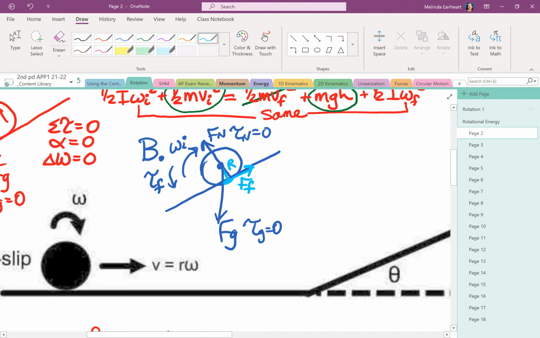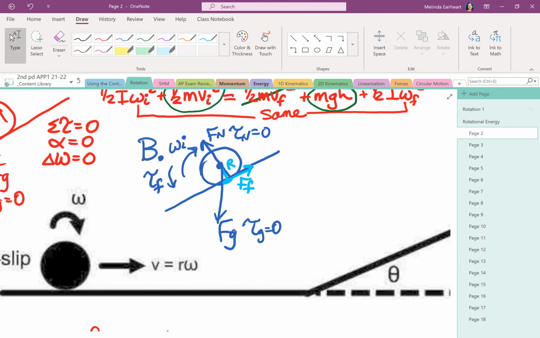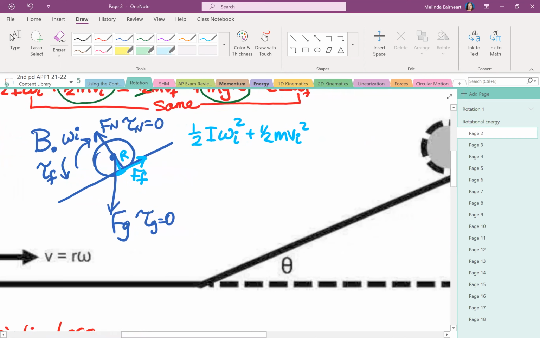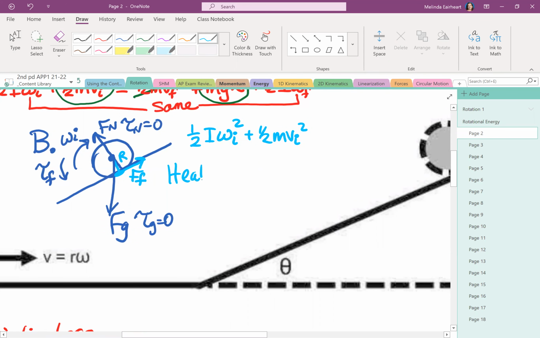You're going to have work done by friction linearly, and you're going to have torque done by friction to change the rotation. What would your energy statement be? Well, again, it all starts the same. We've got that initial rotation, 1/2 I omega squared. We've got the initial velocity that's the same as before. But this one is going to have heat loss. And so either subtract it from the left-hand side or show that some of your initial is going to turn into heat.